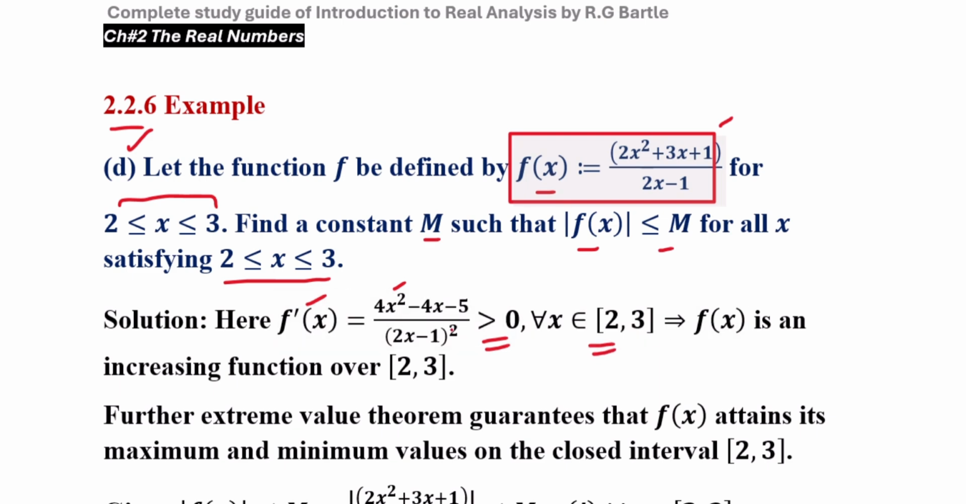The first derivative is positive. This means f of x is an increasing function over the closed interval 2 to 3. Increasing means whenever you increase x, your function f of x will increase. Further, the extreme value theorem guarantees that f of x attains its maximum and minimum value over the closed interval 2 to 3.